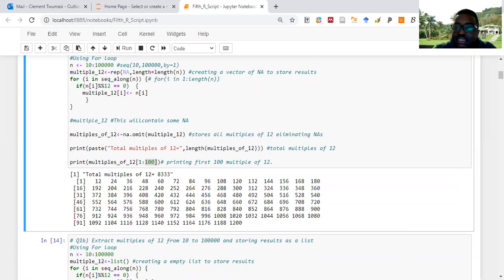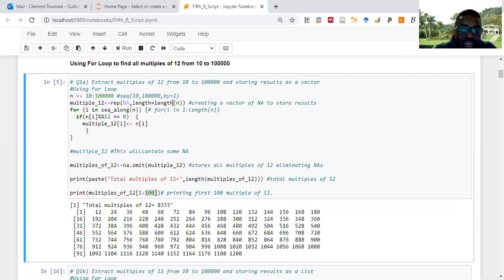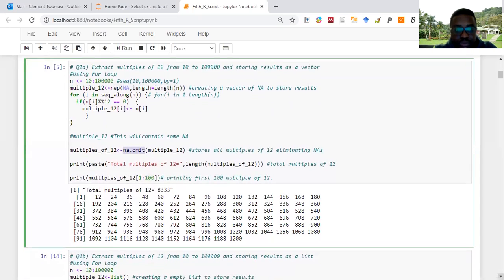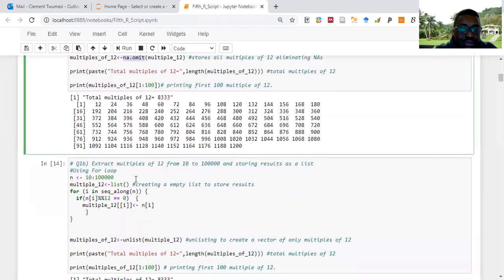Okay, so I did this by storing the results as a vector, where it replaces the NAs when that condition is satisfied. If not, then it doesn't. And then I just have to remove all those NAs so that I get what I'm interested in. Secondly, I said you could also save it as a list.